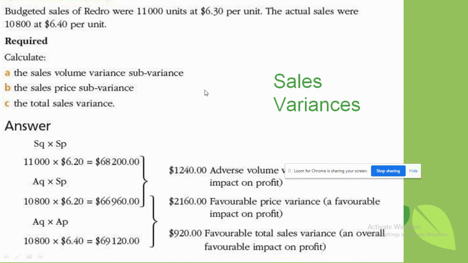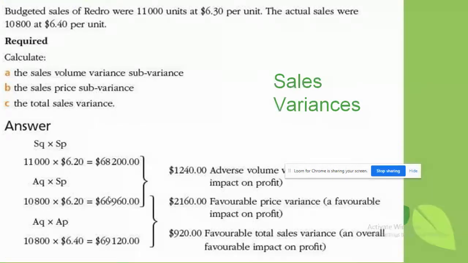So calculate the sales volume variance. We'll do this with this formula. SQ is standard quantity of sales. SP is standard price. So standard quantity is 11,000. Standard price is 6.3. AQ times SP. AQ is actual quantity. Actual quantity is 10,800 and actual price is 6.4. So to get sales volume subvariance, that's units of sales made comparing actual with the budgeted. So SQ times SP is 68,200. Then AQ times SP is 66,960. The difference between the two is our sales volume subvariance.